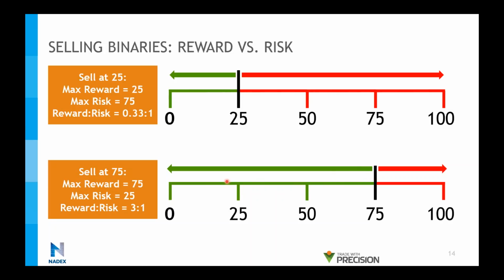And it doesn't matter how far price drops, because remember, if it's at the strike price or below the strike price, it will settle for 0 at expiry. So I'm risking now 25 for the opportunity to make 75. Now my reward to risk ratio suddenly is 3 to 1. I prefer that much, much more.